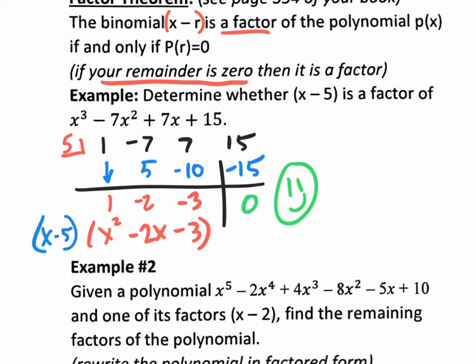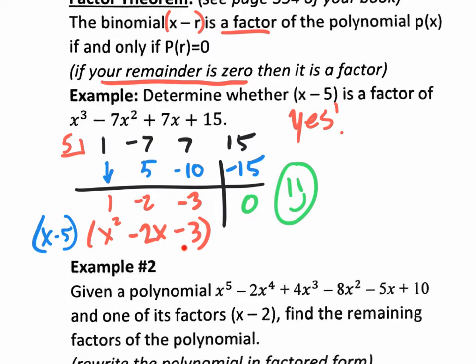Now, I'm doing way more than what they asked us for. All they asked us for is, is this binomial a factor of this? What's the answer? Yes. Why? Because the remainder is 0. That's it. But I'm going to take it a step further on this problem. I want to take that binomial that I already know is a factor, and I want to take these numbers and write a depressed polynomial. So this binomial times this trinomial will give us the above cubic polynomial.